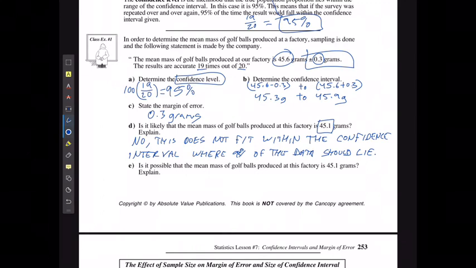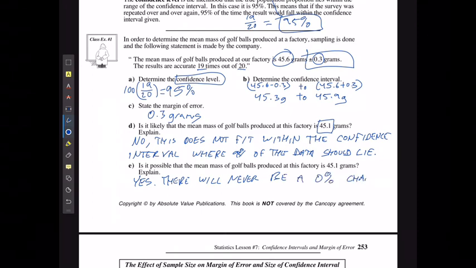Is it possible that the mean mass of golf balls produced in this factory is going to be 41.5 grams? Yes. There will never be a 0% chance. That's why we always have the confidence level. As much as our data will likely fit into this area, and in some cases extremely likely, it's never going to be a for certain, oh, well, this could never ever happen. It's the same as the mean height of students in a school one year. Well, is it likely that it would ever be 6 inches shorter than the year before? No. But is it physically possible? Yes.